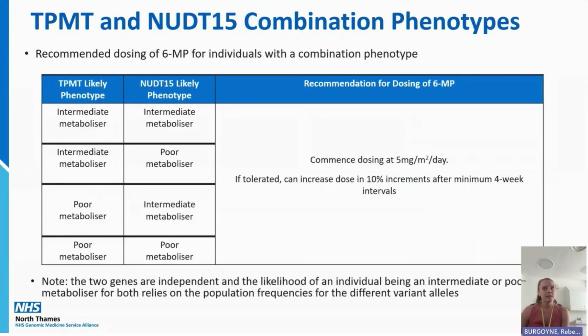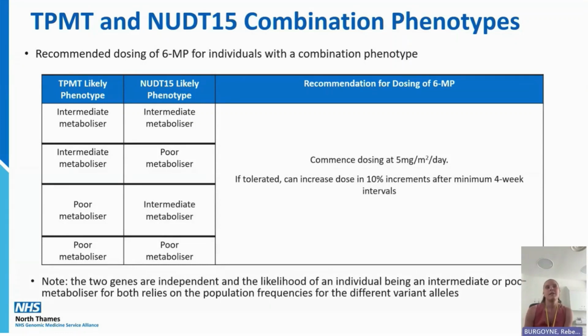So what do we do in our combination phenotype patients? So this is what is in the table below. So essentially, if your patients are a combination phenotype in any combination, be that anything other than a normal metabolizer, so an intermediate metabolizer at both, a poor metabolizer at both, or an intermediate and a poor metabolizer at either of those enzymes, the guidance is the same. So we would again commence the dosing at that small dose of 5 milligram per meter squared per day, and if tolerated, increase in 10% increments after a minimum of 4 weeks of treatment.